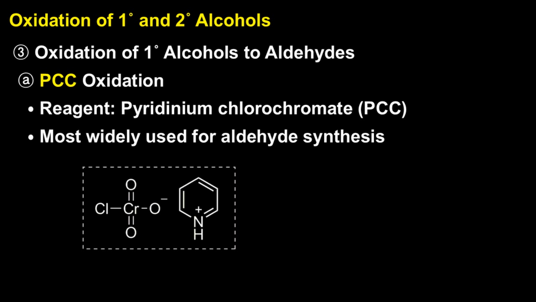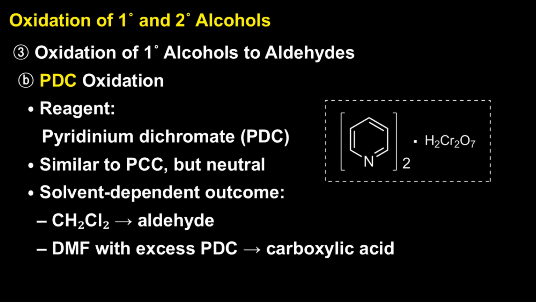Like chromic acid, it uses chromium in the +6 oxidation state, but the key difference is that PCC works under dry conditions, usually in a solvent like dichloromethane. And that's important, because without water, the aldehyde won't keep going to the acid.